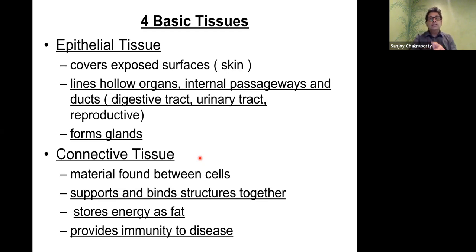Connective tissue connects, meaning it is normally found between adjacent areas, between adjacent cells. So they're materials found between cells. So for example, bone is a connective tissue, blood is connective tissue, tendons are connective tissue, ligaments are connective tissue, and adipose tissue like fat is connective tissue. So they also store energy in that regard. They have a lot of functions. They do a lot of work in the body. We're going to go into detail later on.